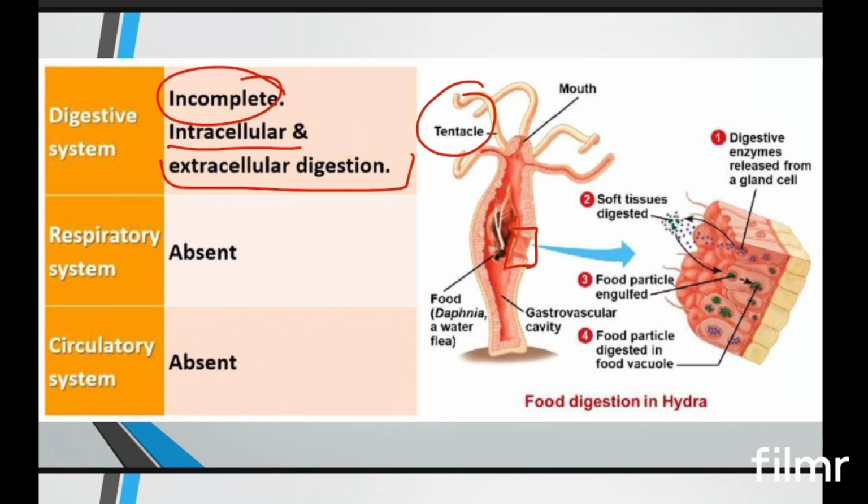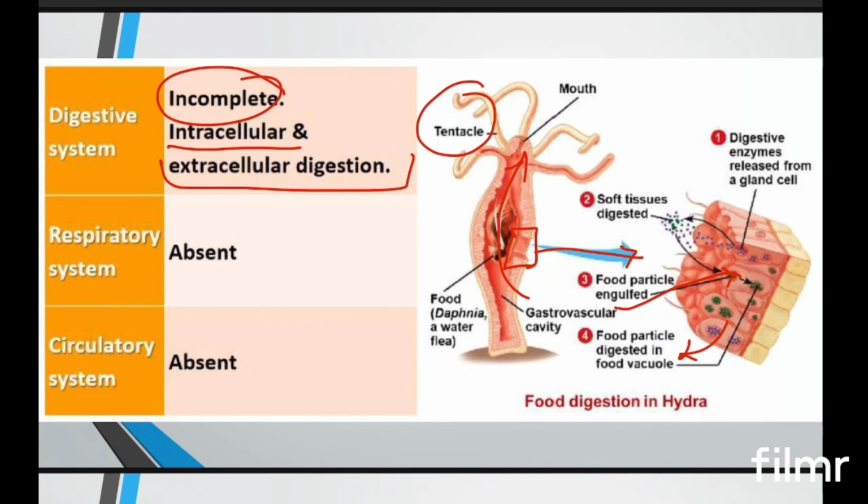If we are taking the larger segments, you can see that these cells will secrete the digestive enzymes into the coelenteron area, and the soft tissues will be digested very easily. The food particle will be engulfed through phagocytosis, and it will be digested inside the cell itself through the food vacuole formed, and the waste material will be excreted out. It will be thrown out to the water body through the same opening.